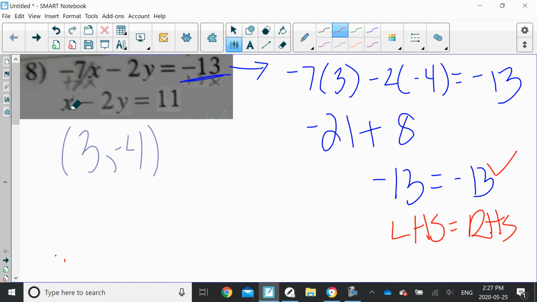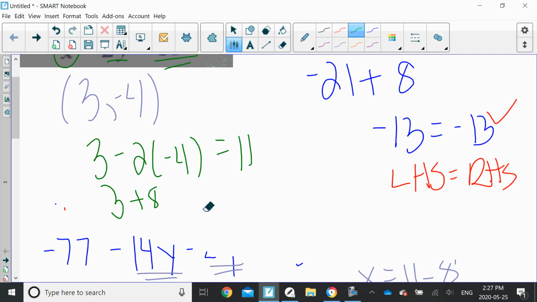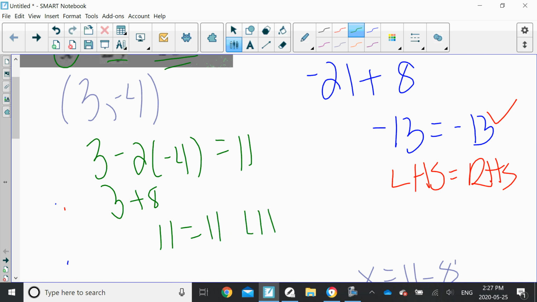Now let's verify this guy. So it says x, which is 3, minus 2 times y. And I'm going to check, is that equal to 11? So 3 plus 8. And 3 plus 8 is 11. Left-hand side equals right-hand side, and that would be verified.